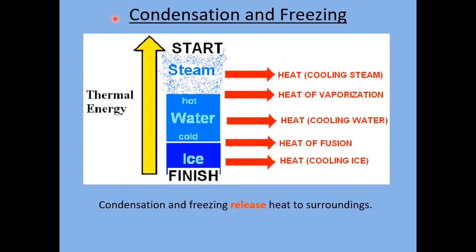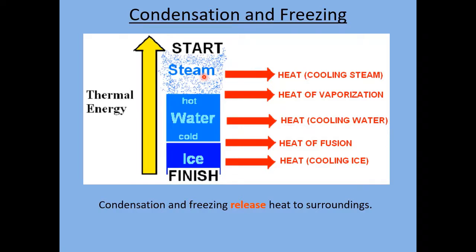So the phase changes of condensation and freezing are sort of the opposite of boiling and melting. So if we take a similar look at the water example here, and if we start up here at the top, and this is sort of showing thermal energy going up, let's say we start with steam and we start cooling it off. So in order to cool off the steam, we're going to have to release heat from the steam to the environment. Okay, so this is cooling. We're losing heat in this sense.